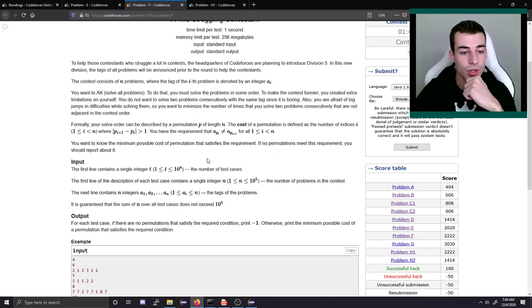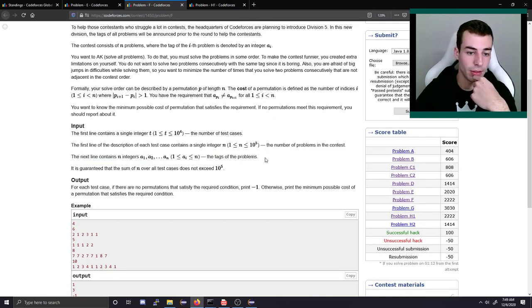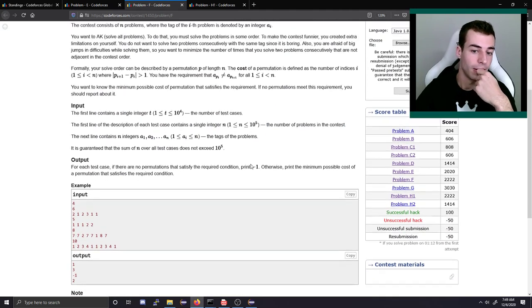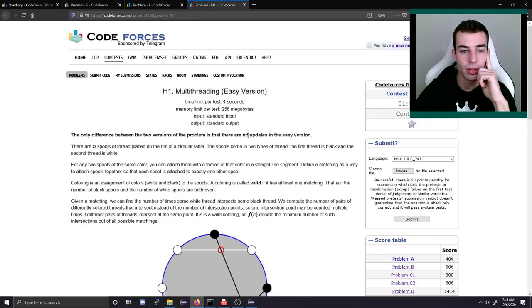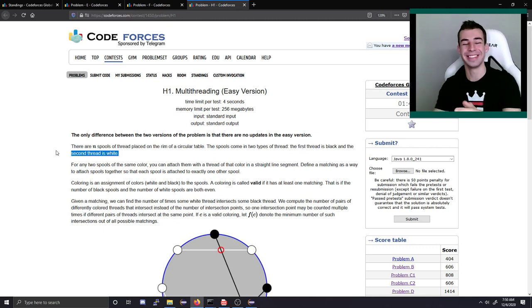Struggling contestant. We read this. This is this weird permutation one, and it's 10 to the 5th. Seems a little bit caseworky, but not too bad. What is H1? Oh, multi-threading. There are n spools of thread. I love it. The spool comes in 2 types. The first thread. Oh.